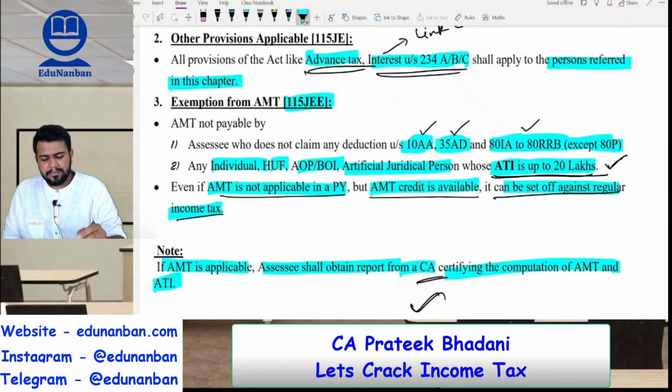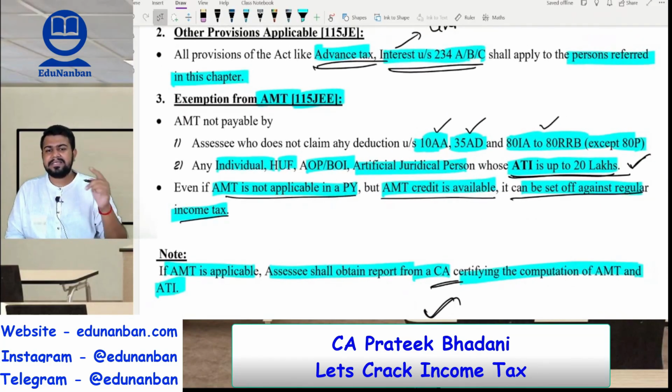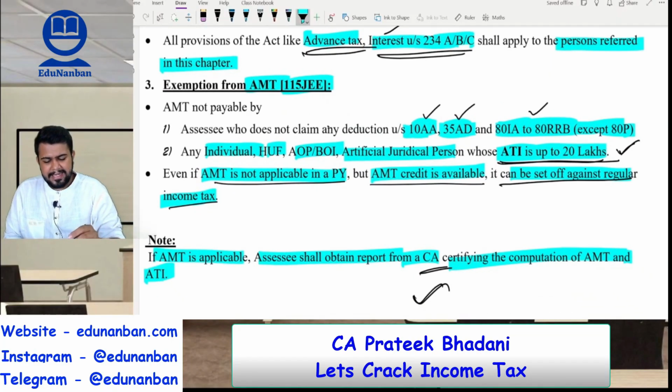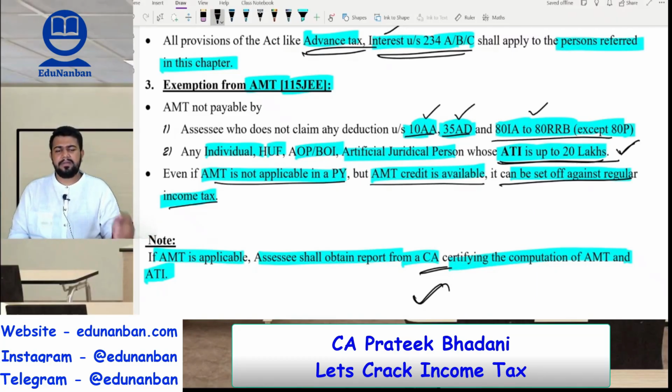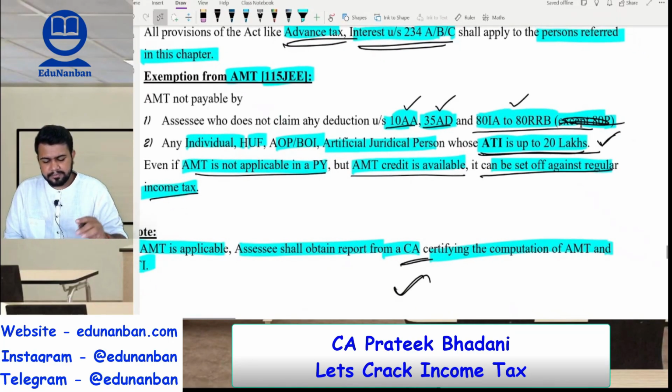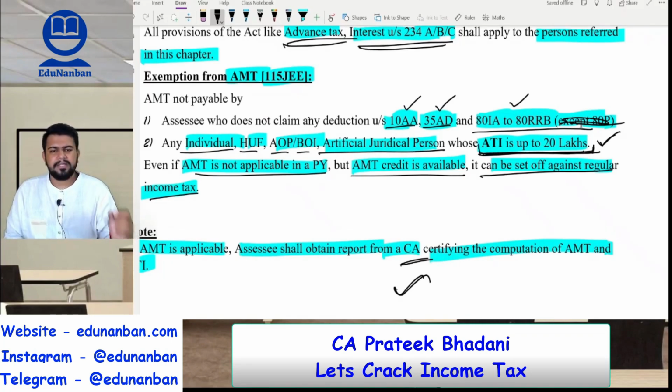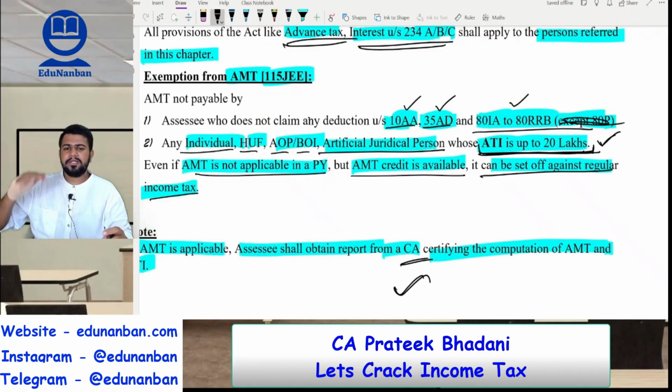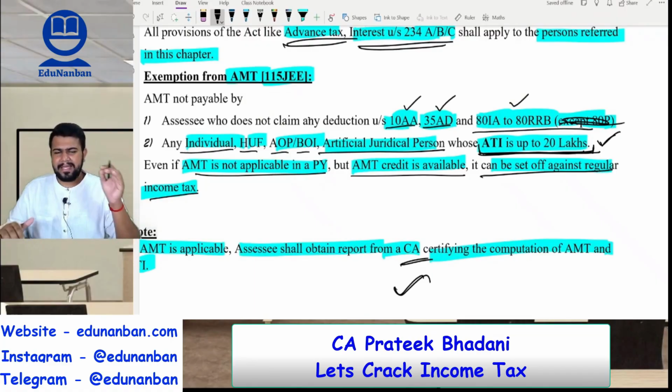Next, who is exempt from AMT? Who need not pay alternate minimum tax? Firstly, we discussed companies are exempt from AMT because for them MAT is applicable. Next, any assessee who does not claim any deduction under 10AA, 35AD or income based deduction, for them also AMT is not applicable. Okay, then any individual, HUF, AOP, BOI or artificial juridical person whose adjusted total income is up to 20 lakhs, for them also AMT is not applicable. So if adjusted total income is above 20 lakhs, AMT is applicable; up to 20 lakhs, AMT is not applicable.